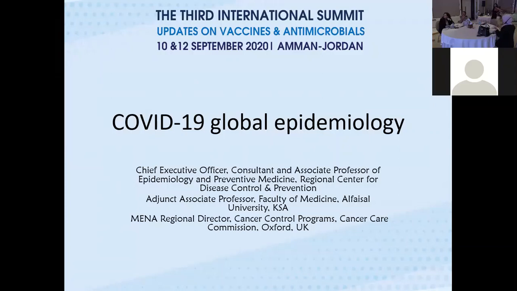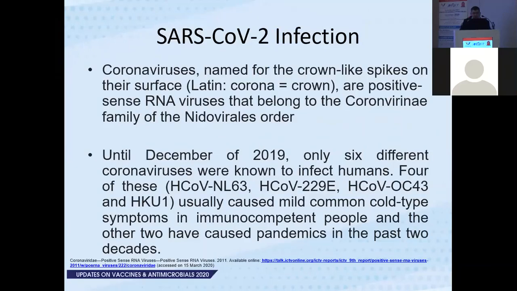We'll discuss some figures about the epidemiology of the SARS-CoV-2, the new coronavirus, one member of the coronavirus family of the Nidovirales order. As you know, until December last year, there were only 6 coronaviruses known to humans.